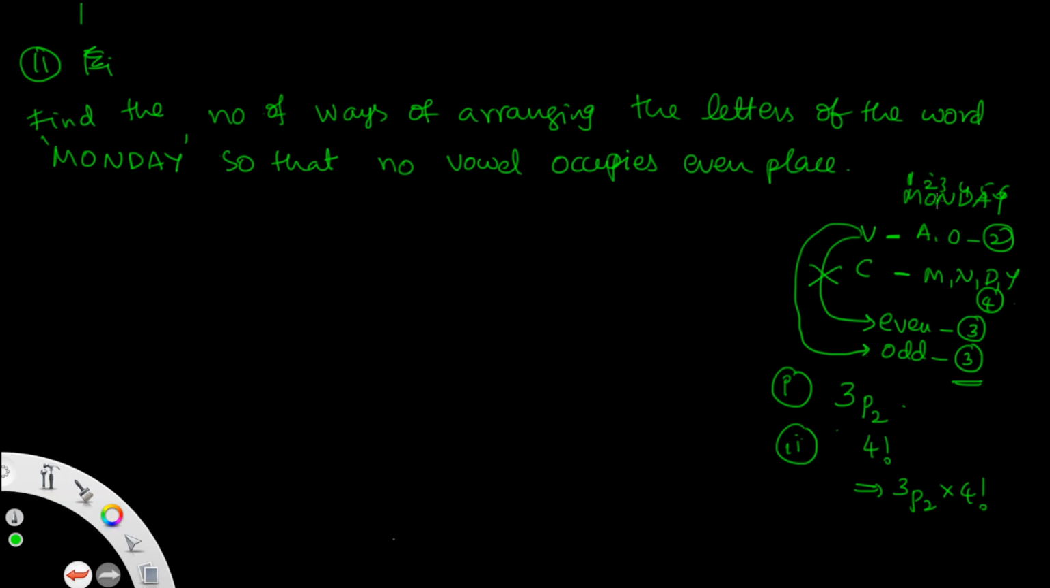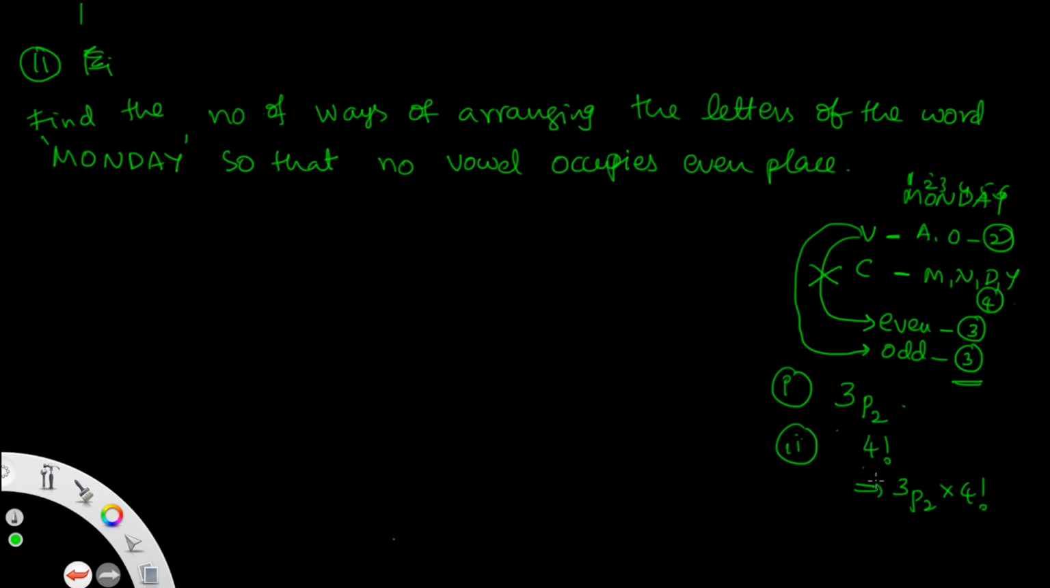In arranging the letters of the word Monday, how many even places are there? 3. Odd places are 3. But it is given that no vowel occupies the even place, so the vowels should be filled in odd places. By 3 places we can arrange the vowels in 3P2 ways. Then the second case: the remaining places are M, N, D and Y, 4 different letters, which can be permuted in 4 factorial ways.